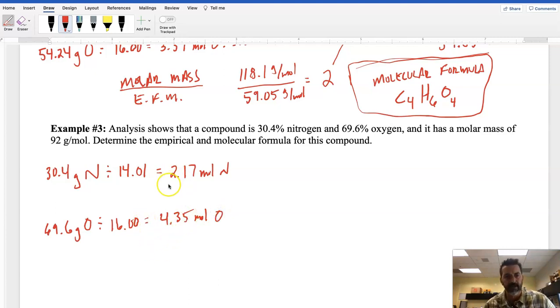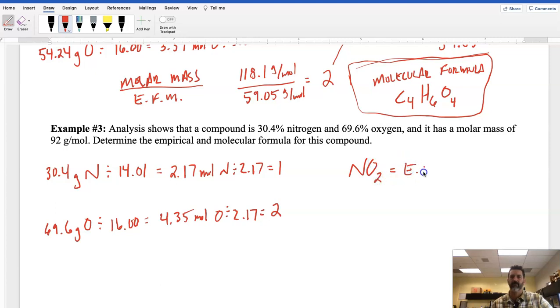So step 1, convert to mole. Step 2, divide by the smallest number. So 2.17, 2.17. That comes out to be 1. And this comes out to be 2. So my empirical formula is NO2.